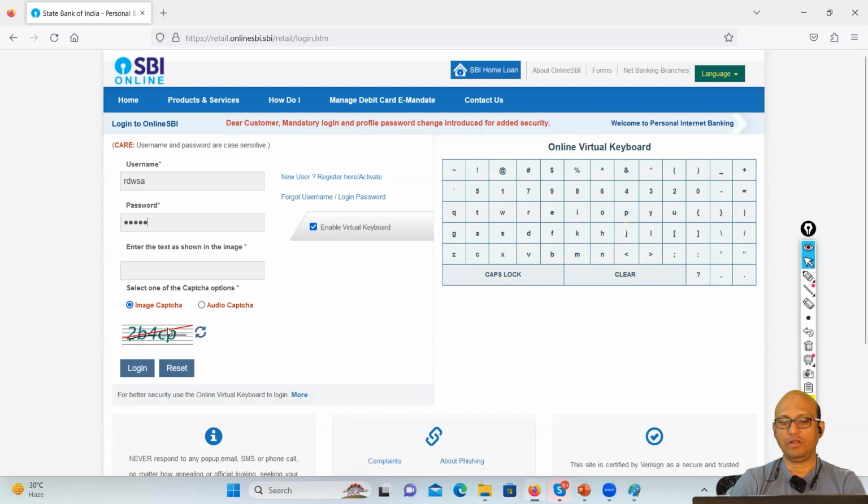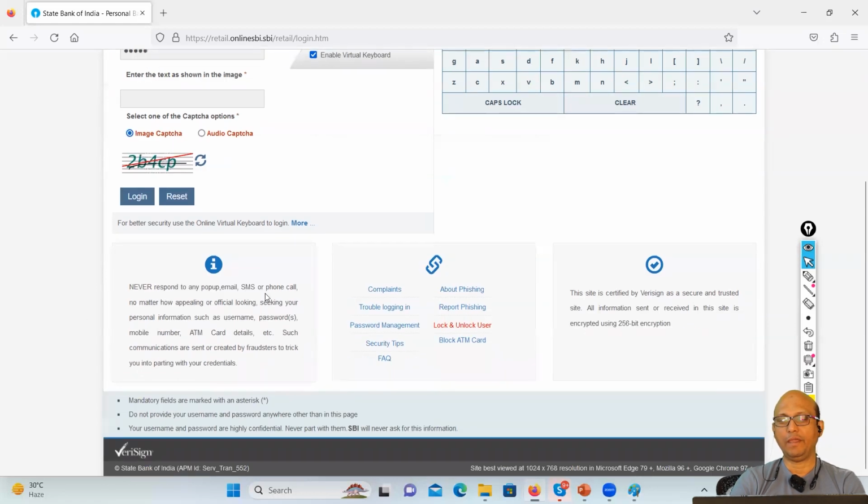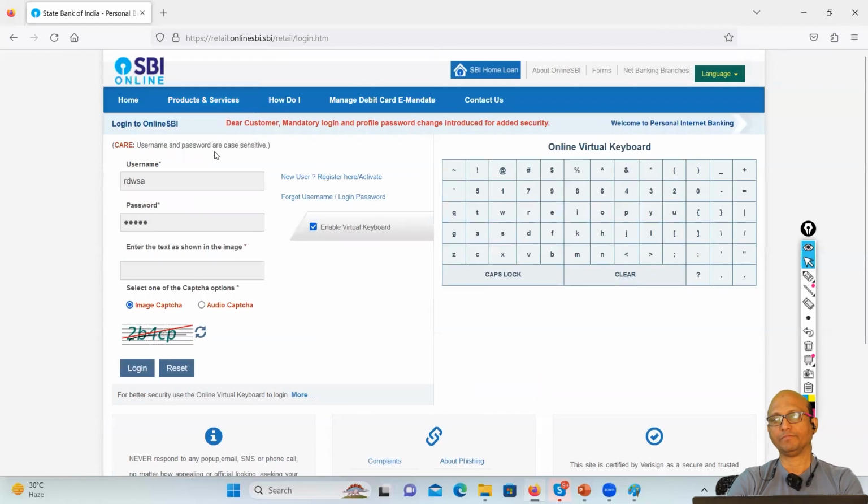So always never respond to any pop-up, email, SMS, or phone call, no matter how appealing or official looking, seeking your personal information such as username and password, mobile number, ATM card detail. Complain about phishing, report phishing. Phishing sites are there. VeriSign is one of the very big corporations looking after the security of your VPNs. Baltimore Technologies, Microsoft Corporation, VeriSign. They're all very big companies who provide you security, end-to-end security.